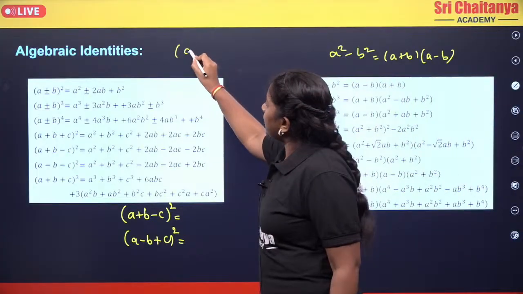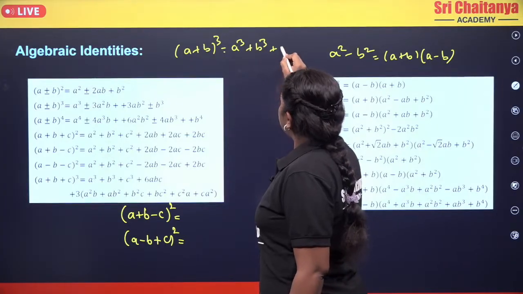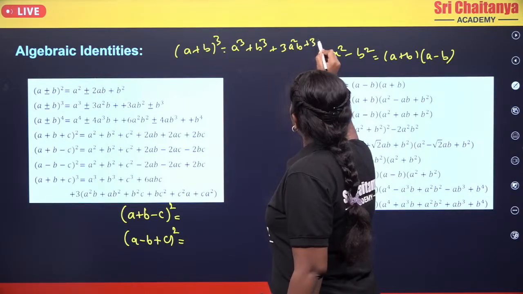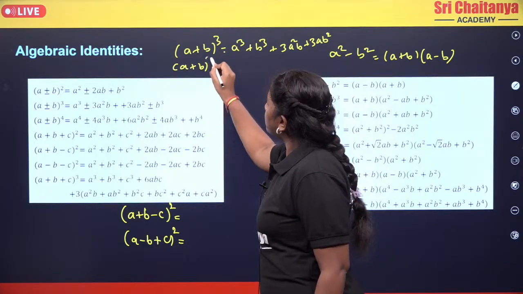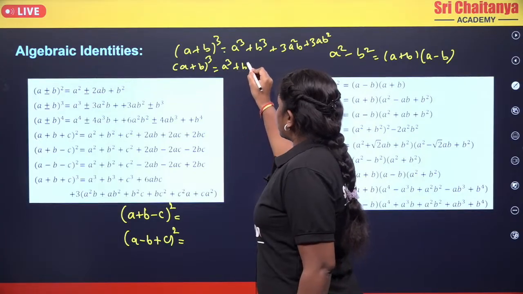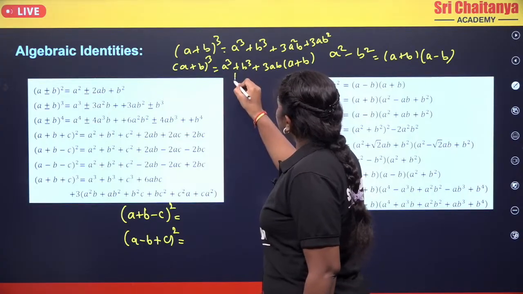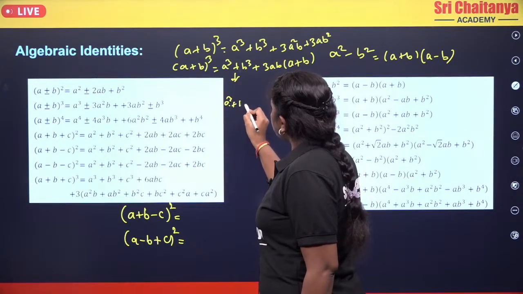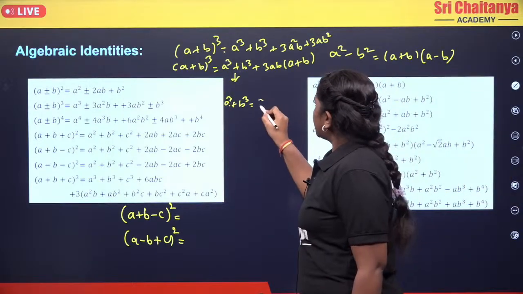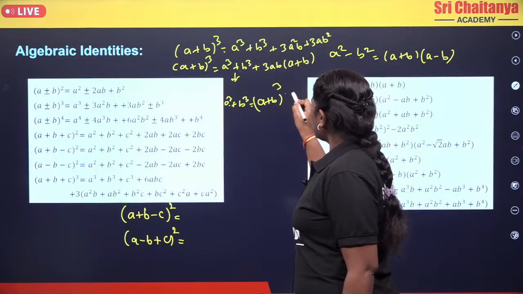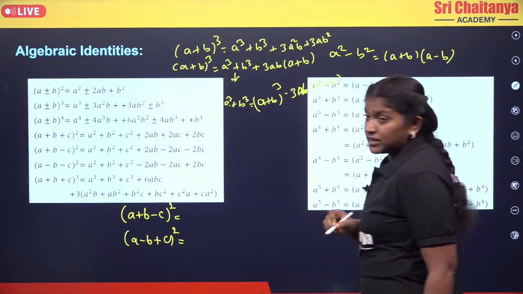If I take a plus b whole cube, there we can write a cube plus b cube plus 3a square b plus 3ab square, right? Now if I take 3ab common, a plus b whole cube equals a cube plus b cube plus 3ab into a plus b. Now from this, what will our a cube plus b cube value be? Taking plus 3ab to the other side, it becomes a plus b whole cube minus 3ab into a plus b. Okay, this is how we got it.